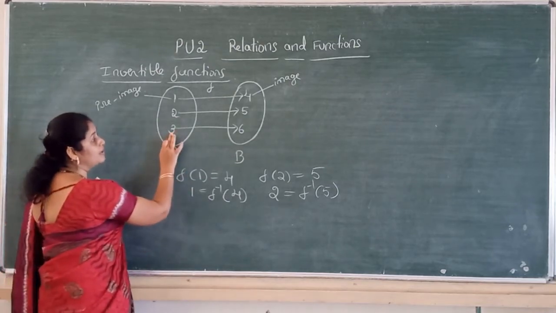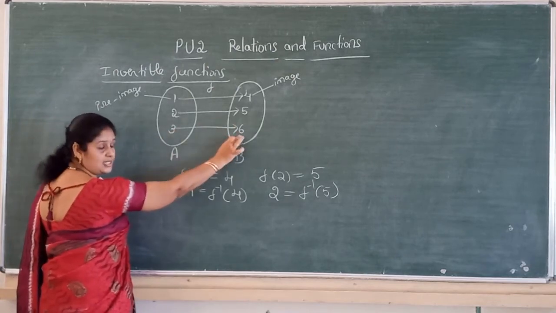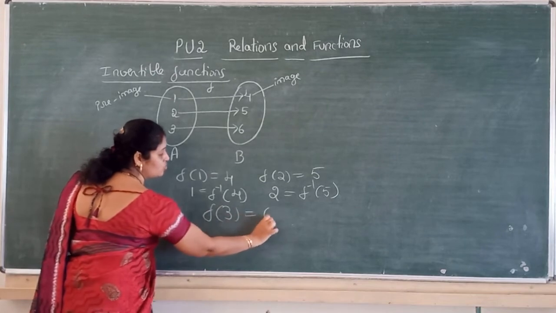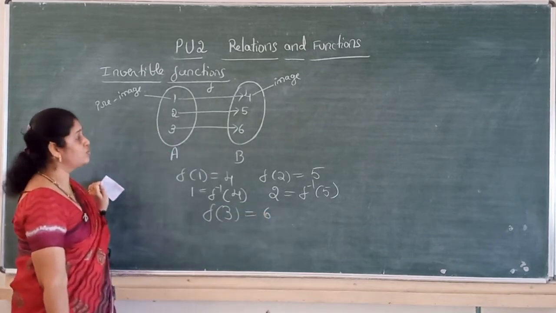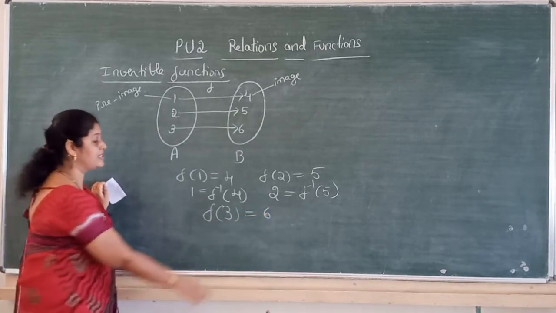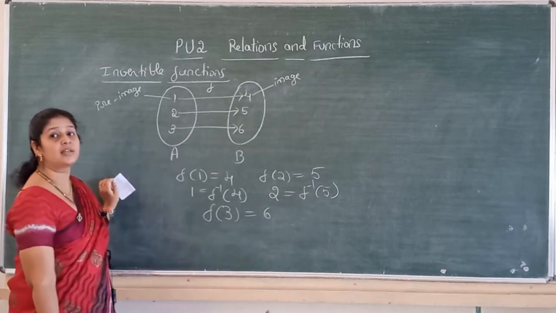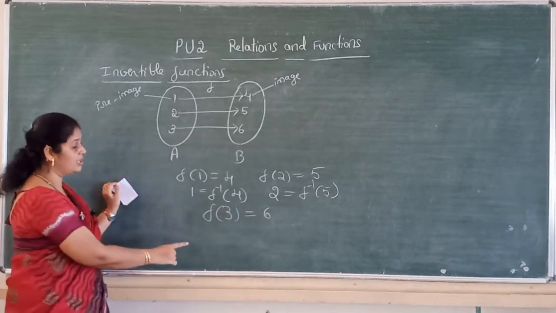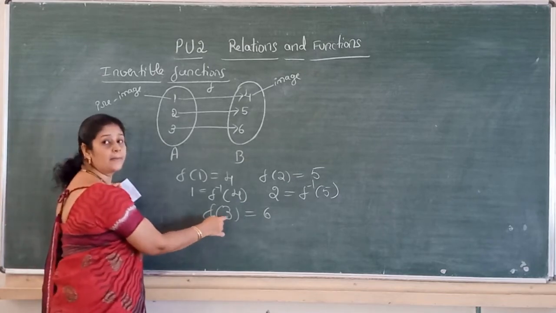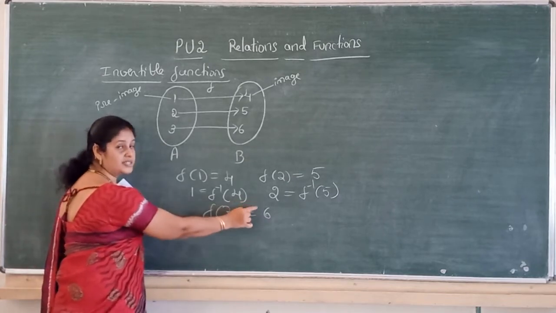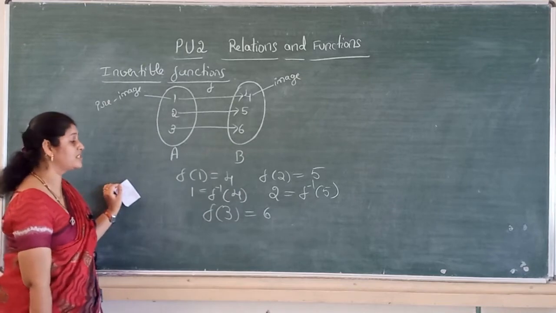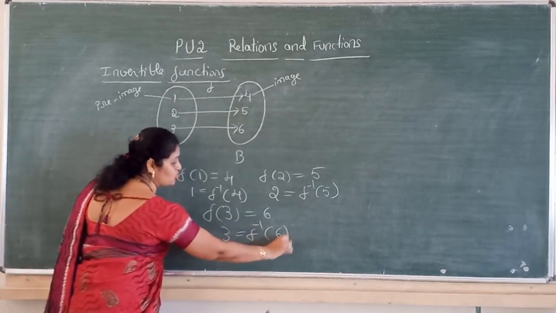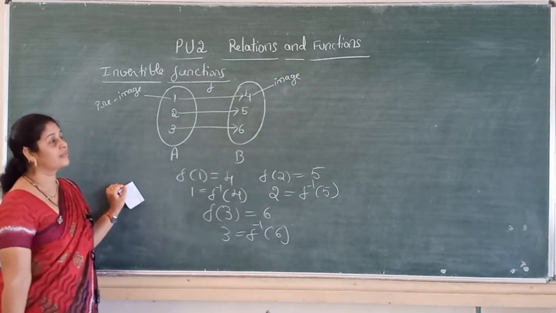Then image of 3 is 6. So I write f of 3 is equal to 6. Then what is 6 called? 6 is called image of 3. Then what about 3? 3 is called pre-image of 6, or it is called inverse image of 6. So 3 is equal to f inverse of 6.